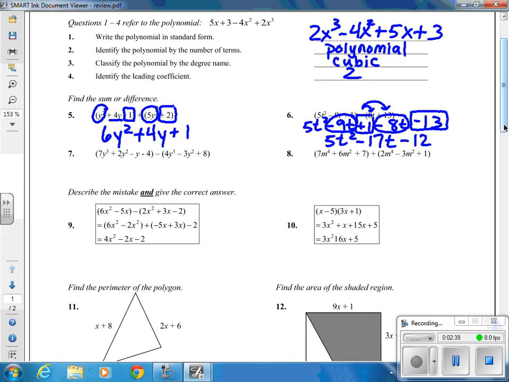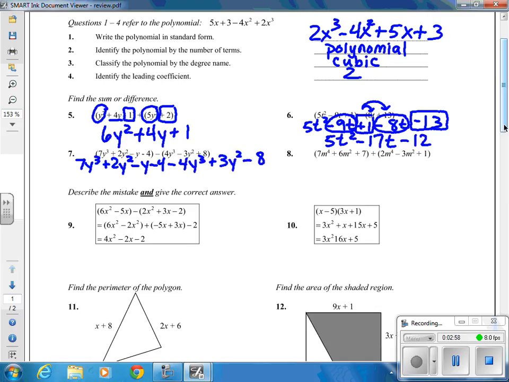For number 7, it also has a minus sign. All right, so I'm going to rewrite it by distributing my negative sign to the back, and then I'll combine like terms. So I have 7y to the third power plus 2y squared minus y minus 4, but then it's going to be minus 4y to the third plus 3y squared minus 8.